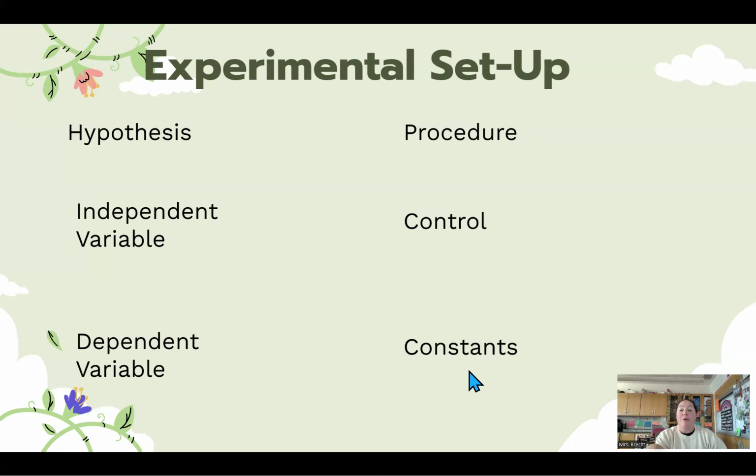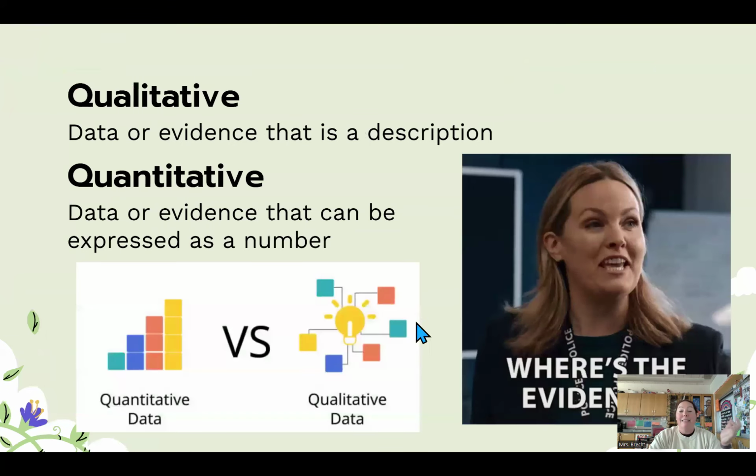And then you have to identify the things that are going to stay constant in all the groups, including the control group and all of your experimental groups. So that experimental setup is going to be the same all the time. That allows you to collect valid data.